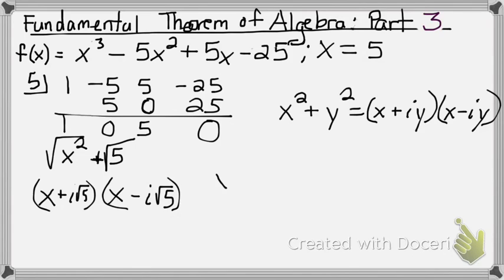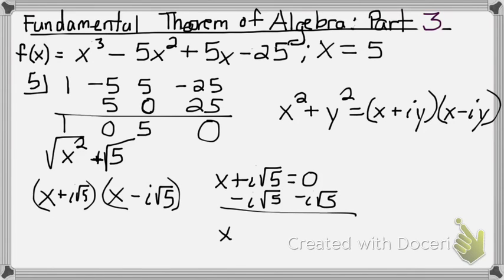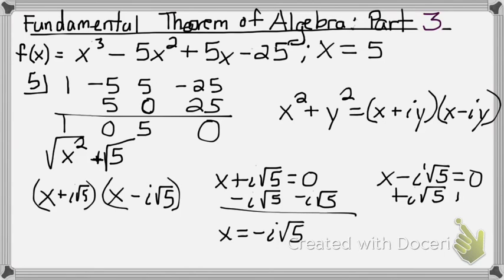So if I take x plus i square root of 5 and set it equal to 0, all I'm doing is subtracting i square root of 5 on both sides. So my first solution will be negative i square root of 5. All right, let me do my other factor, the one that says x minus i square root of 5. If I set that equal to 0, I'll be adding i square root of 5 to both sides. So therefore, x will equal positive i square root of 5.